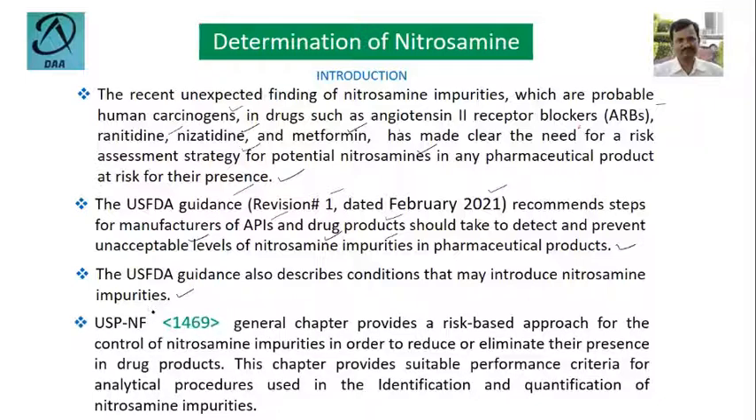And the USP NF 1469 General Chapter provides a risk-based approach for the control of nitrosamine impurities in order to reduce or eliminate their presence in drug product. This chapter provides suitable performance criteria for analytical procedures used for the quantification of nitrosamine impurities. So this is the introduction.